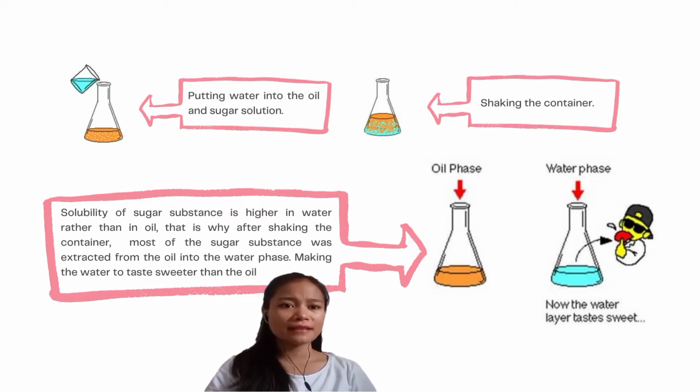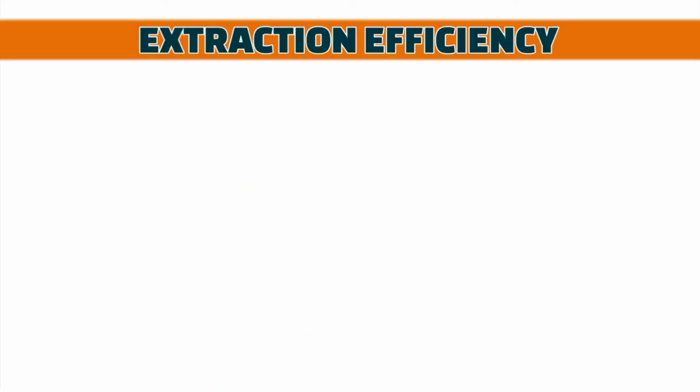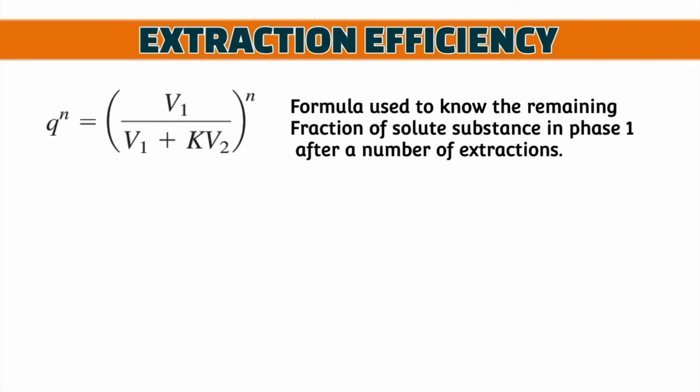Let's say, for example, in order to extract sugar substances mixed in oil through the solvent extraction method, we need another liquid that is immiscible or cannot be mixed with the oil. And the most common liquid for that is water. In order to check the efficiency of the solvent extraction process, we need to use this formula. This is the formula to know the remaining fraction of solute substance in phase 1 after a number of extractions.